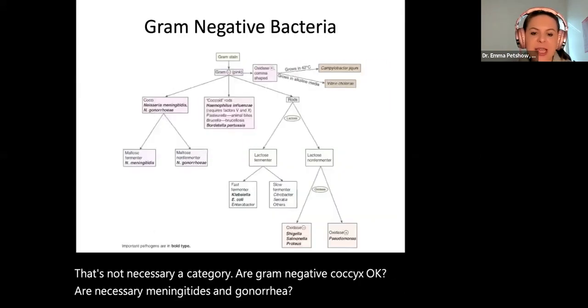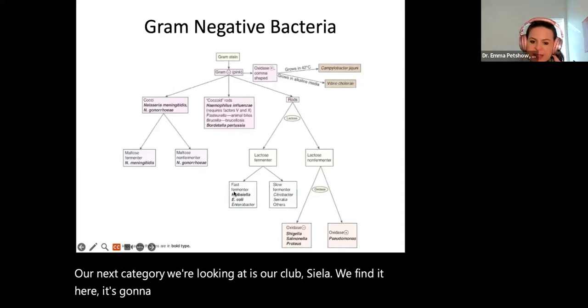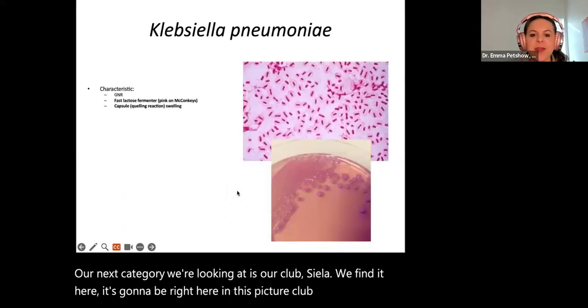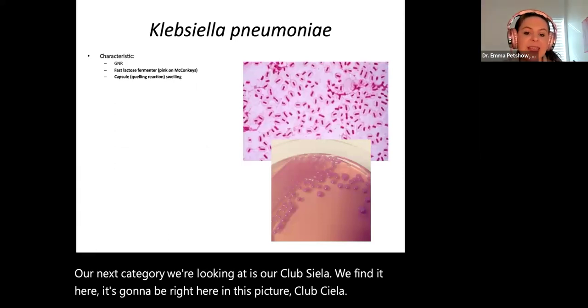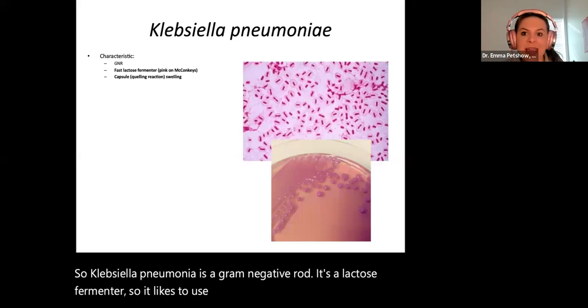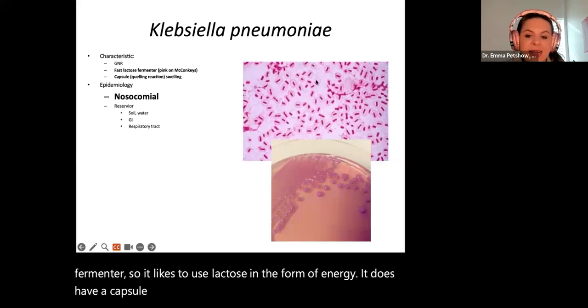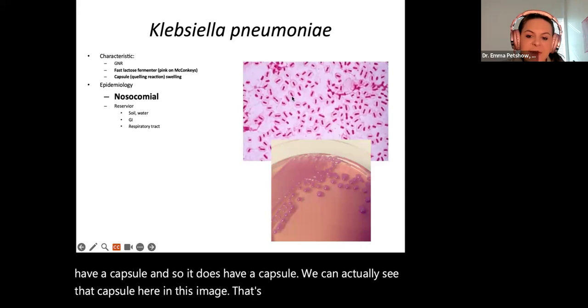Our next category we're looking at is our Klebsiella. Let me find it here. It's going to be right here in this picture, Klebsiella. So Klebsiella pneumoniae is a gram-negative rod. It's a lactose fermenter, so it likes to use lactose in the form of energy. It does have a capsule, and we can actually see that capsule here in this image. That's the bacteria, and then the capsule surrounding.